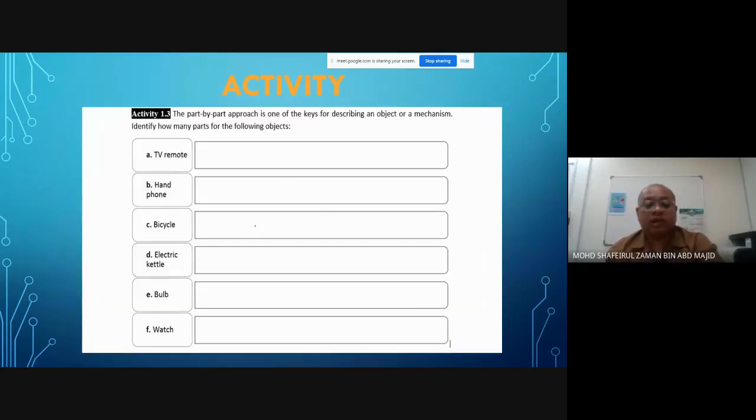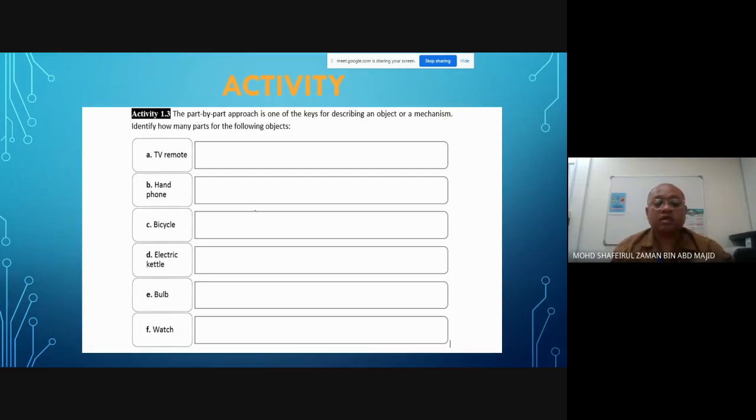So let's skip this. I believe that you have done this. For this activity, what you can do is check whether you got the correct answer or not. But there's no right or wrong actually, because different models will have different kinds of parts.